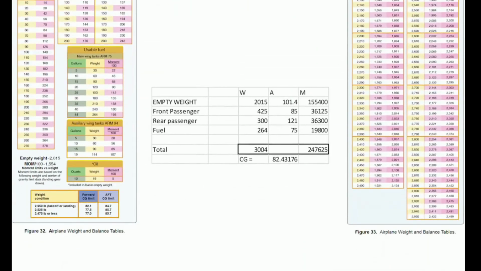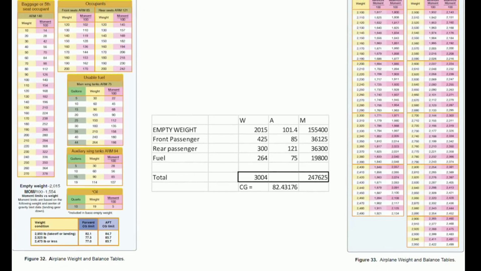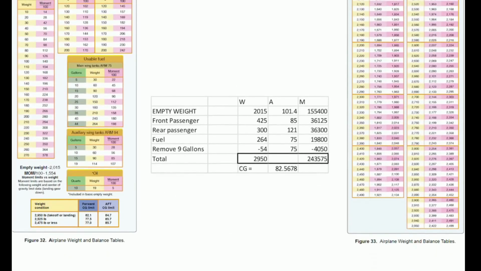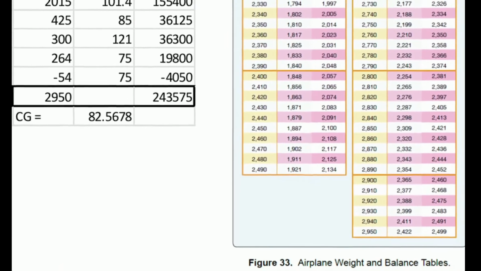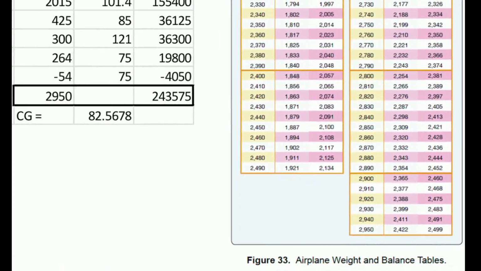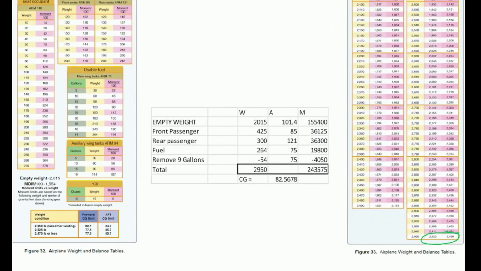And there's the breakdown of it if you do the math. You can see the CG and the total 3004. We're out of weight. And then when you remove 9 gallons of fuel, you end up with 2950 and a CG of 24,3575. And that puts the airplane in between those two numbers, which means it's within the CG limits. But you ain't got to do all that if you read the question to begin with. And there you go.